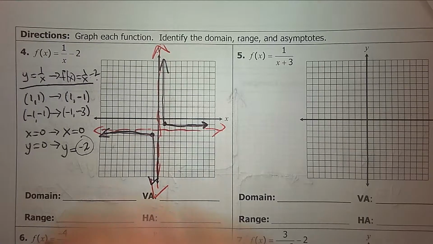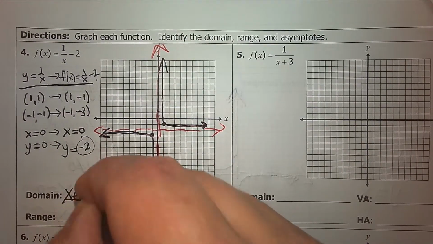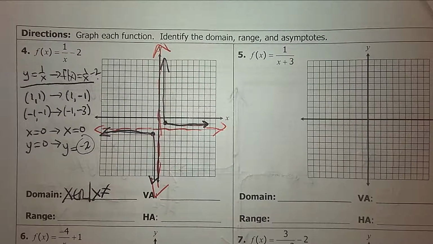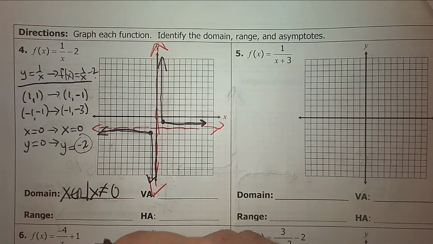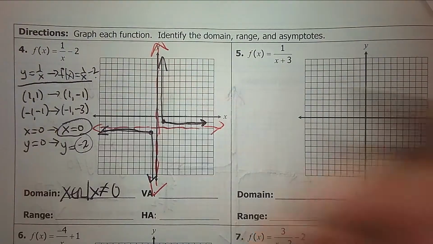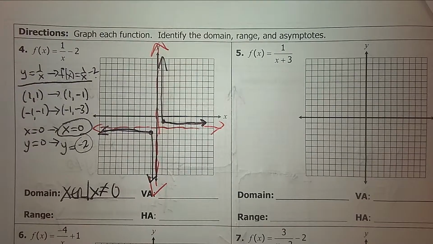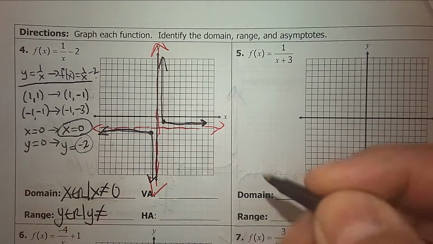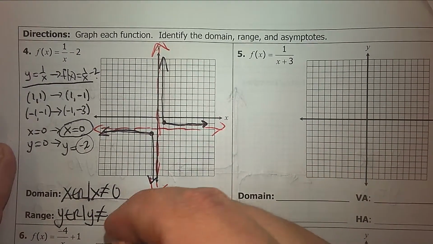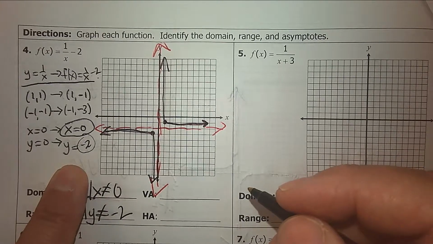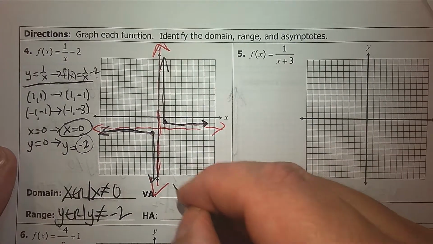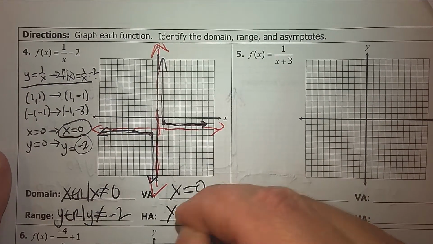What's the domain? So it's all real numbers, but what's the one number x cannot equal? 0. Right? It comes from here. The range, all real numbers, but what can y not equal? -2. And that comes from the horizontal asymptote. Where's the vertical asymptote? Where's the horizontal asymptote? And we're done.